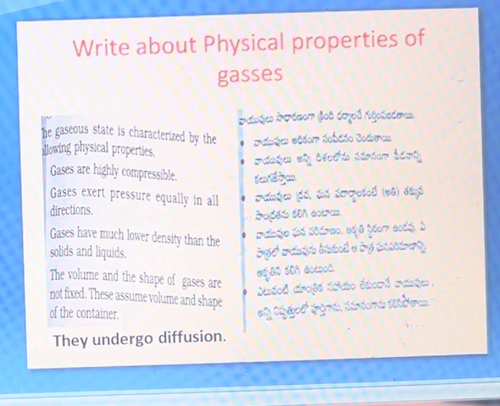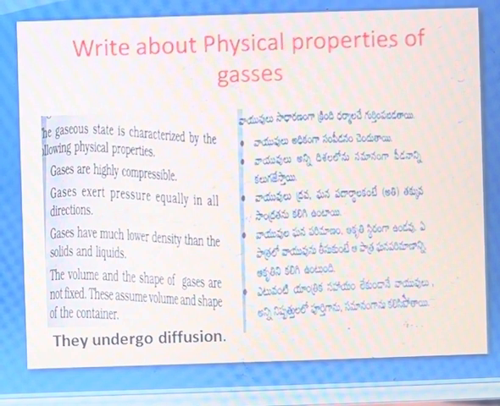Gases have high compressibility. What is that? What is compressibility? When you apply pressure on gas, the volume is decreased more when compared to solids and liquids. So, they have high compressibility. Similarly, they exert pressure in all directions equally, because the gas molecules randomly move in all directions and bombard the walls equally. So, the pressure is also equal in all directions.